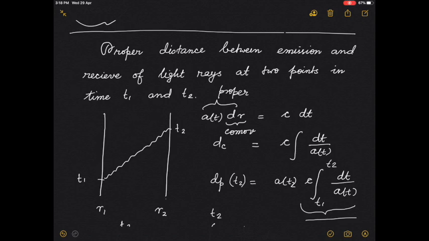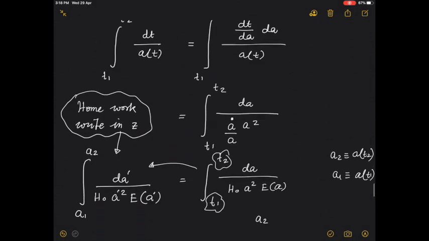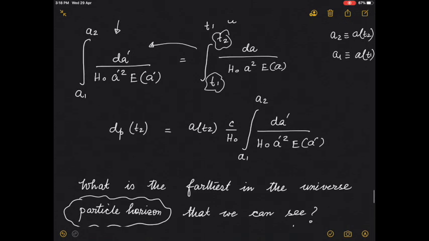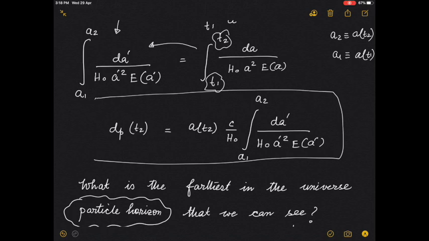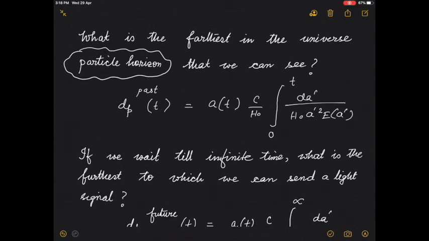Then we calculated the proper distance between any 2 points, one from which the light starts and the other at which the light is received, at times t1 and t2, and we found a formula for the proper distance. We asked you to calculate the same formula in terms of redshift, which is the observable, and that gives you the formula for the proper distance between any 2 such points.